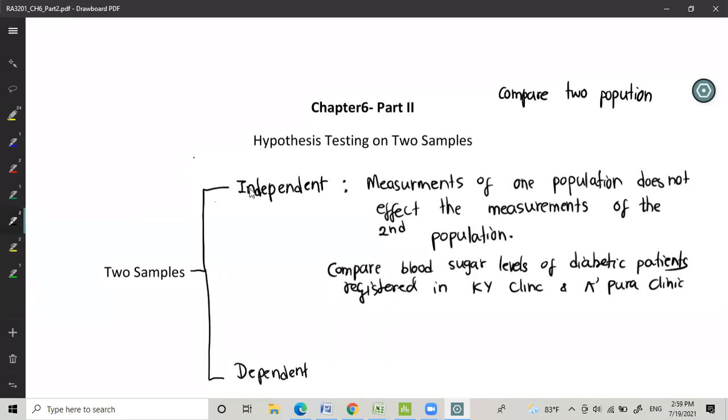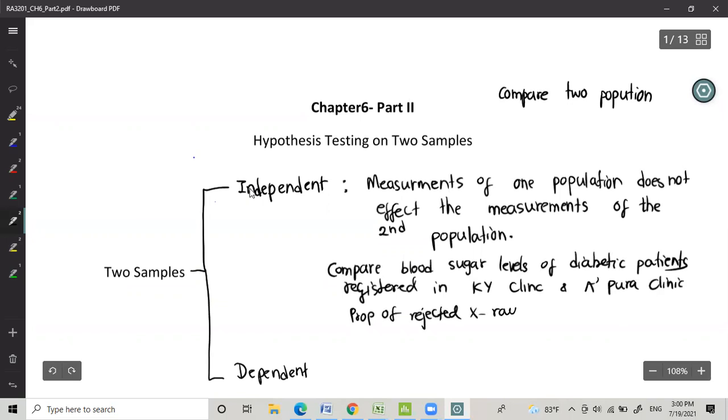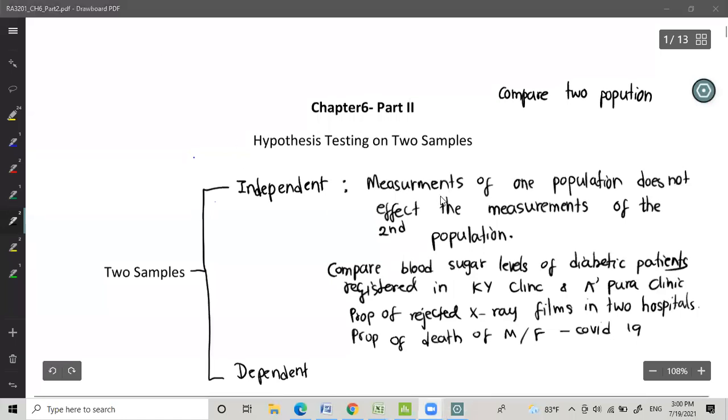Yes, so let's write a few of these examples you gave me. Proportion of rejected X-ray films in 2 hospitals. Proportion of deaths of males and females, COVID-19. So likewise, you can come up with independent samples. Okay, thanks for the answers.